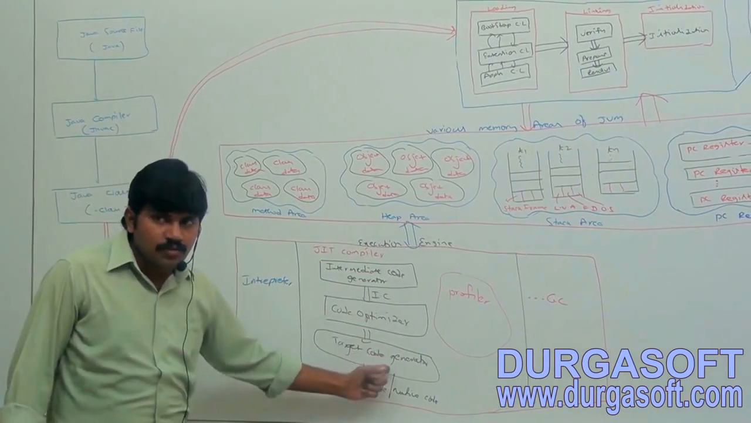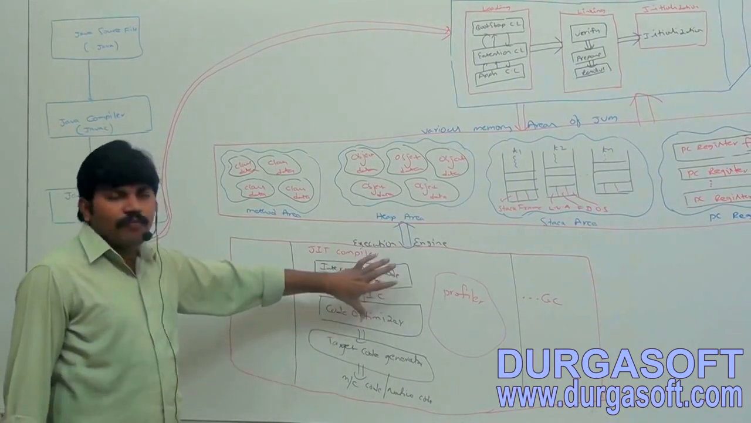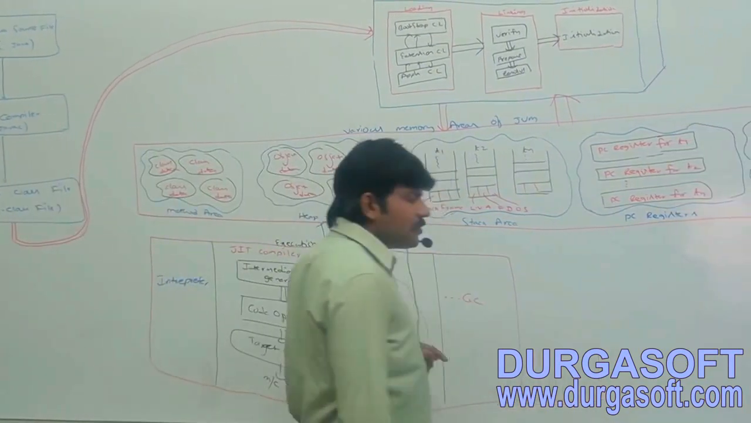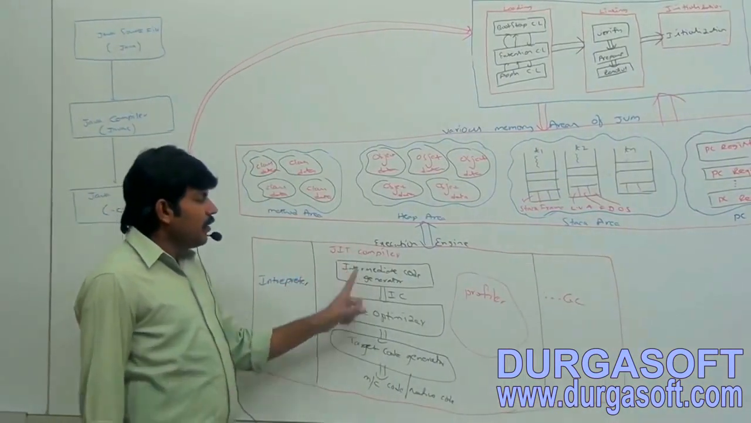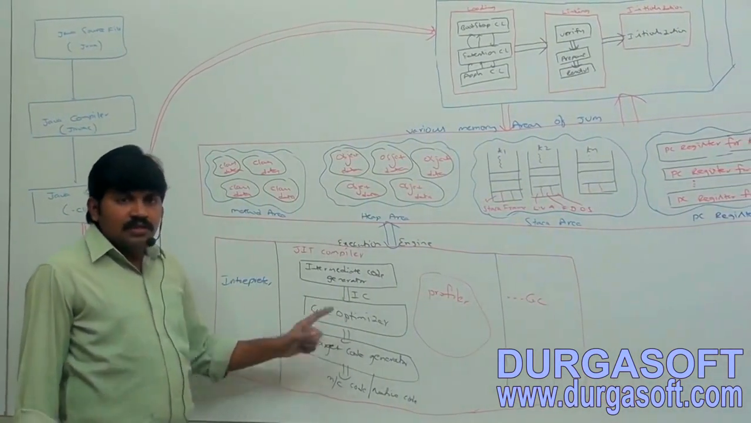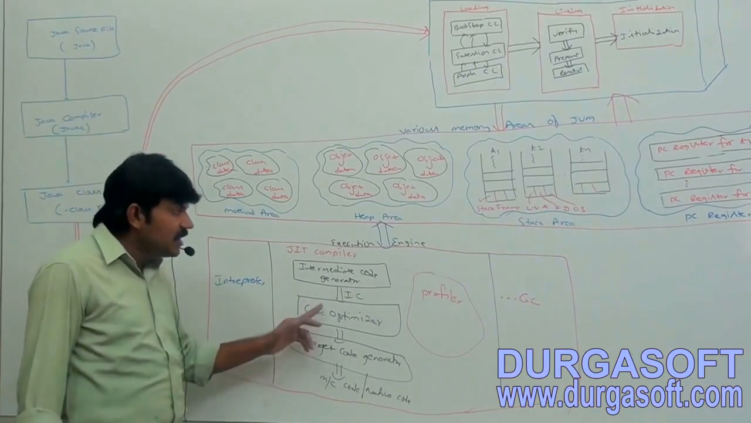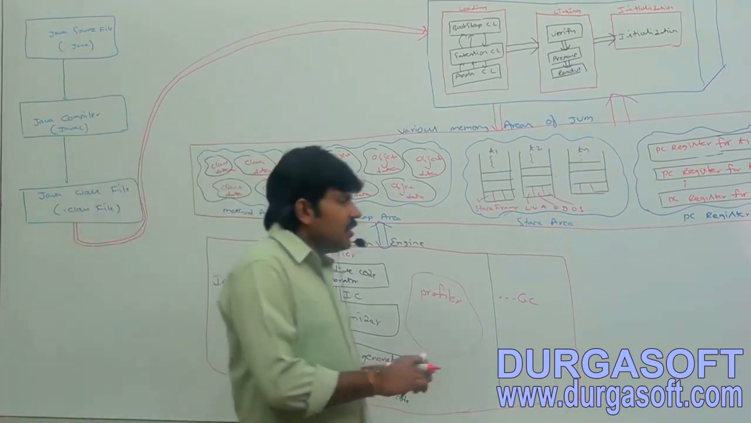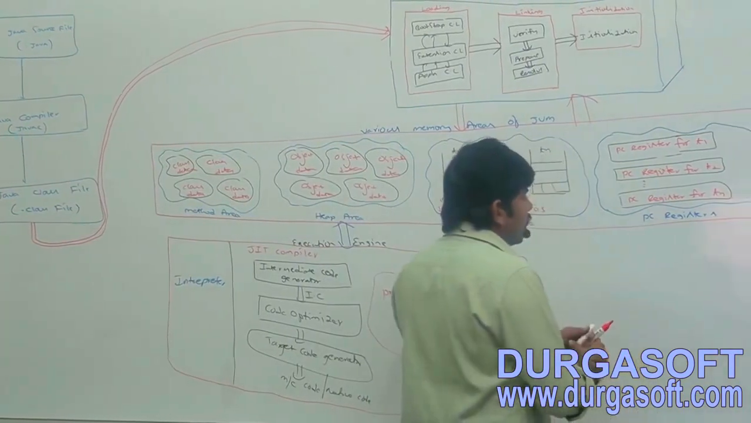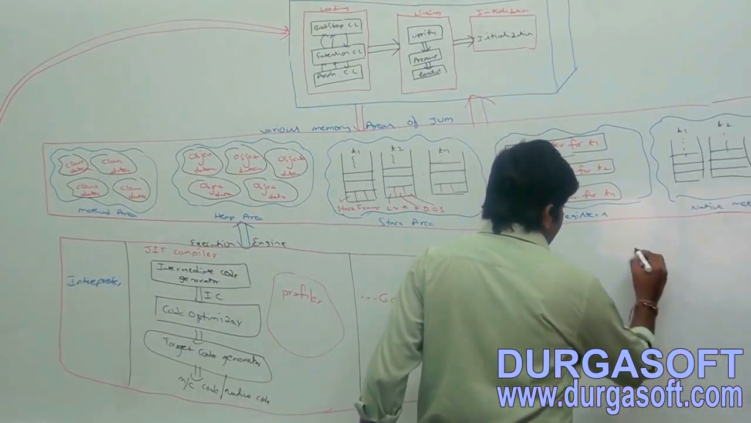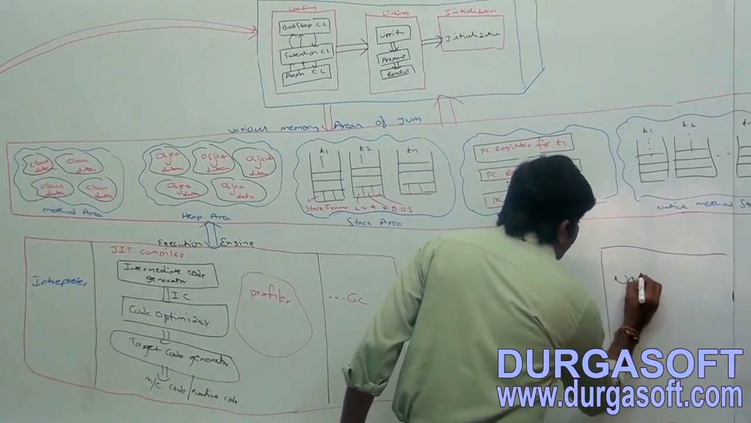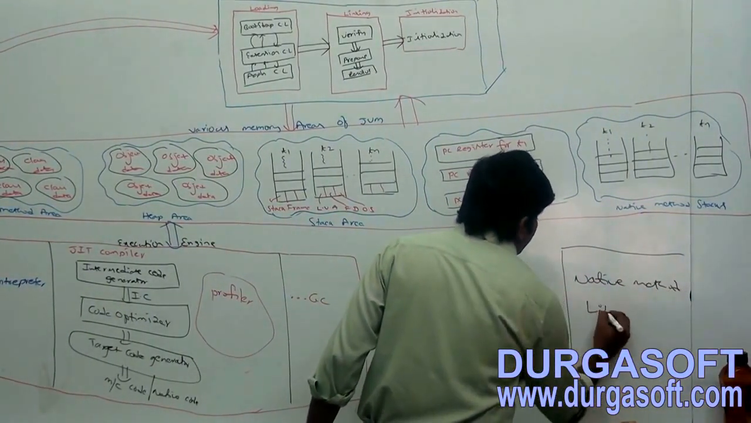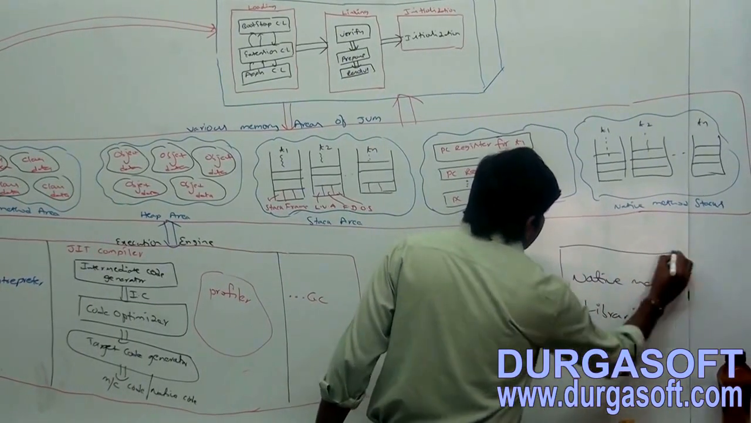JIT compiler is responsible to do that, to improve performance of the system. Is it clear, right? And then sometimes while executing a Java program, my execution engine may require native method libraries. Here assume that native method libraries are there, available somewhere in the hard disk.